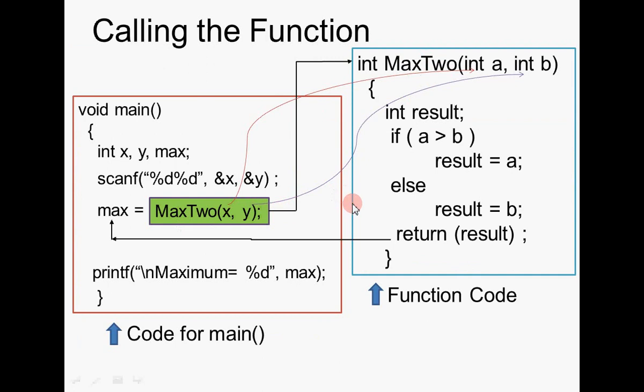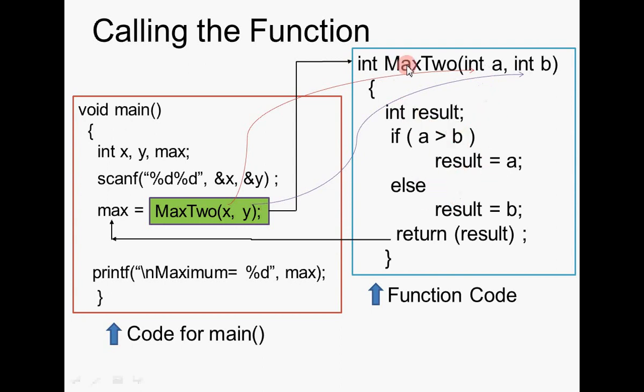Now during this call, I'm going to give the value of x and y from the main program to the function. The value of x will go to the parameter a in the function max2, and the value of y will go to the parameter b in the function max2. So what is the effect of this? The value of x is copied to a and the value of y is copied to b, and in the function I'll be using these values of a and b.